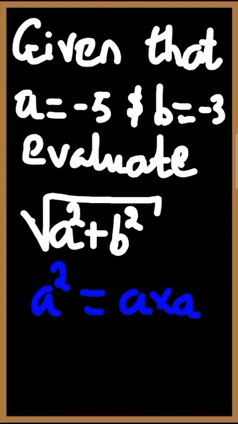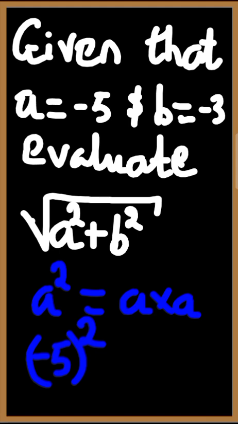We have been given a to be -5. That means we take (-5) all squared, because this is the value of a. And you take note, if you write something as such, it is very wrong. They are not the same, so you take note of this.